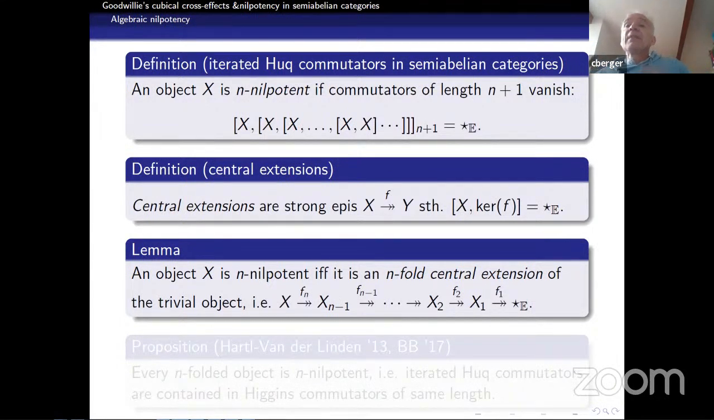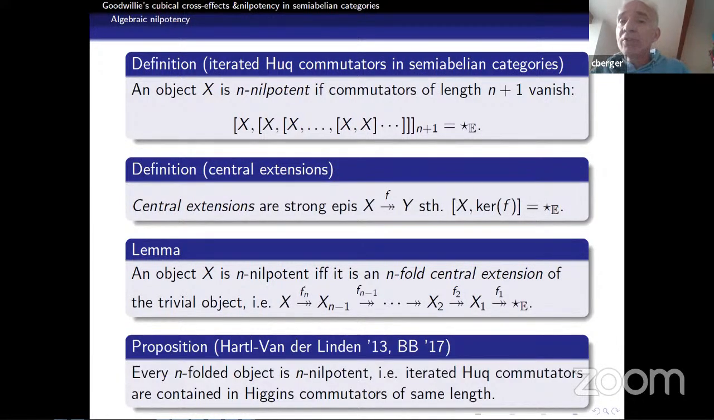Now there is an important relationship between this classical notion of n-nilpotence and this somewhat strange notion of n-foldedness. It's the following: every n-folded object is n-nilpotent. So being n-folded is a stronger condition than being n-nilpotent. You can also express this by means of commutators by saying that these iterated Hooke commutators sit inside the Higgins commutators of the same length. This is the same result for a semi-abelian category. So every n-folded object is n-nilpotent.